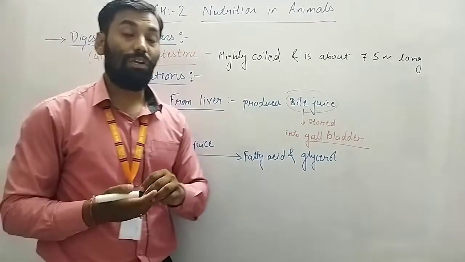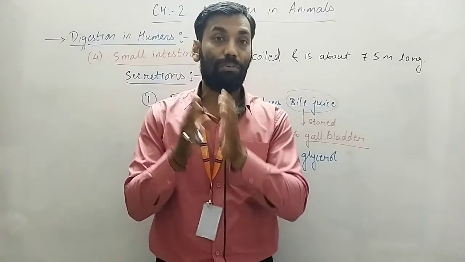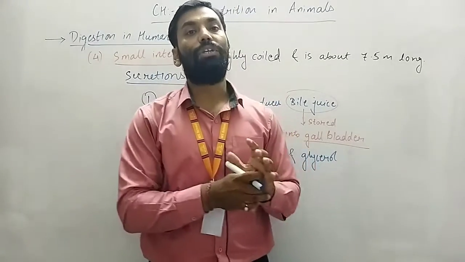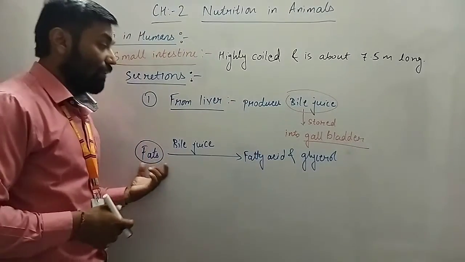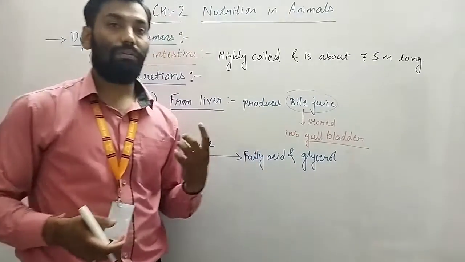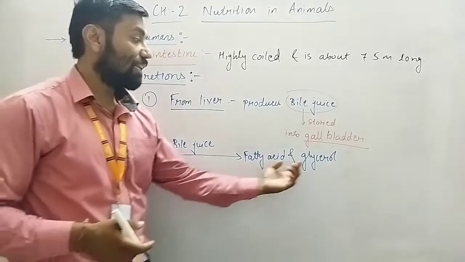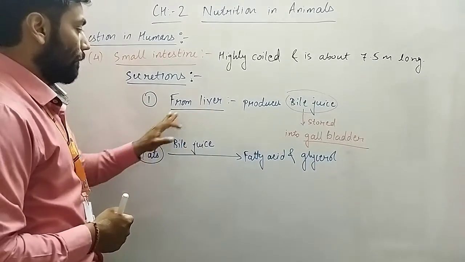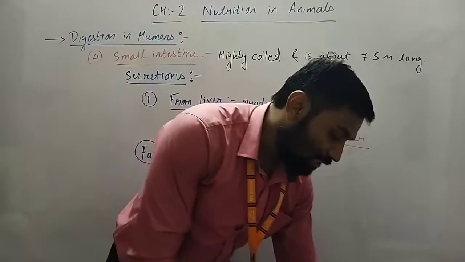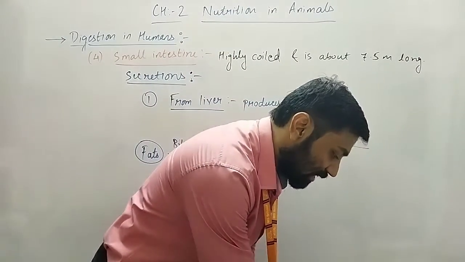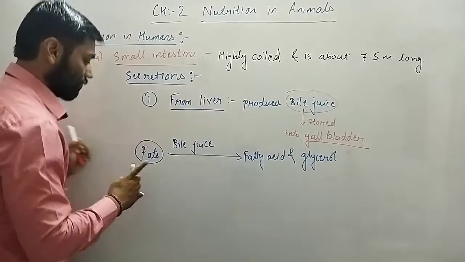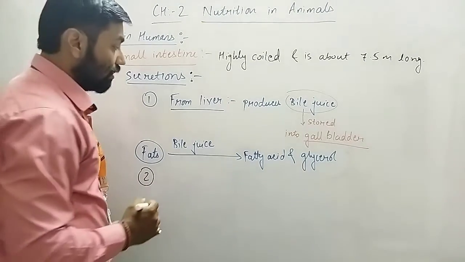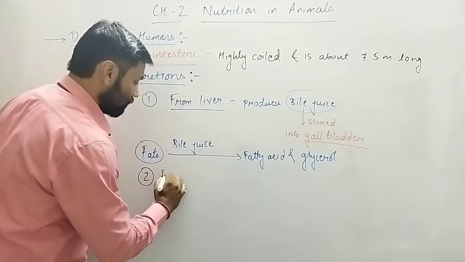That we have already discussed: digestion is a process of breakdown of complex food or complex molecules into simple molecules. So the simple molecules of a fat are fatty acids and glycerol, right? So this is one of the juices that is secreted, bile juice. The second juice that is secreted is pancreatic juice, from the pancreas.